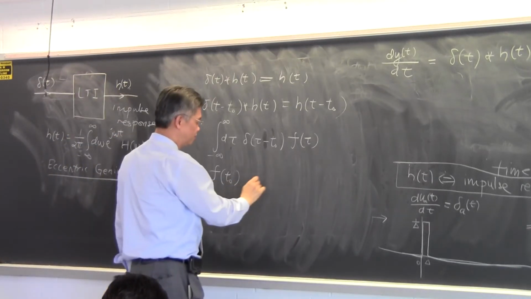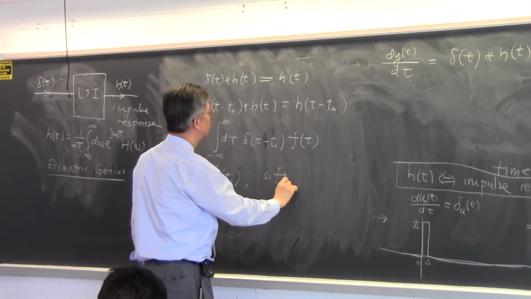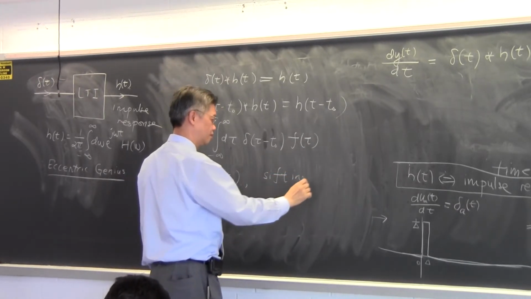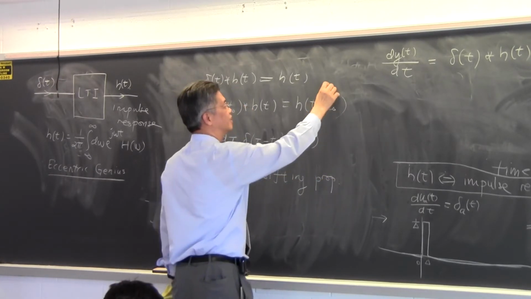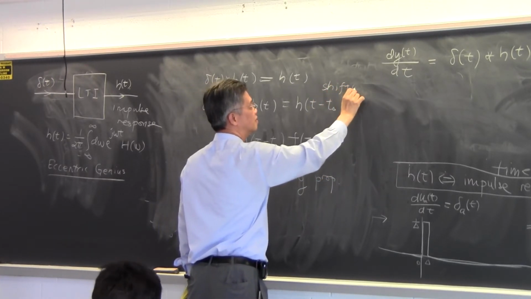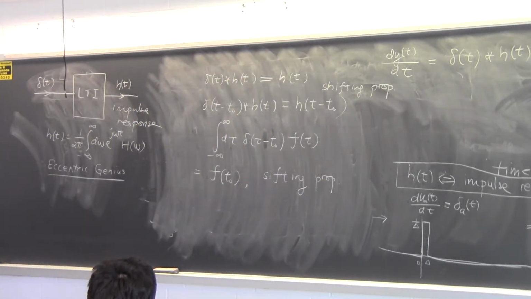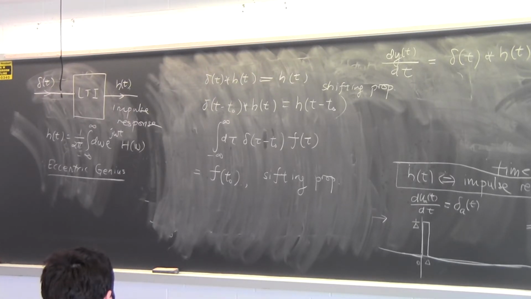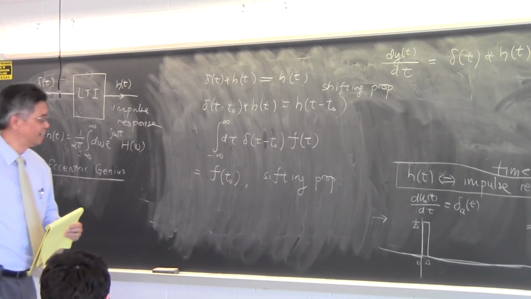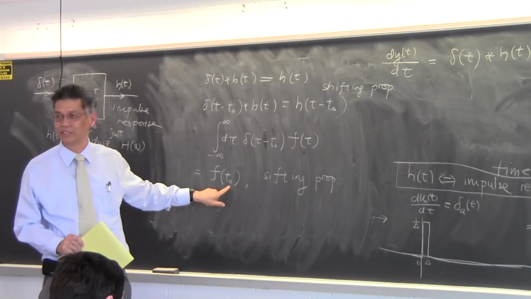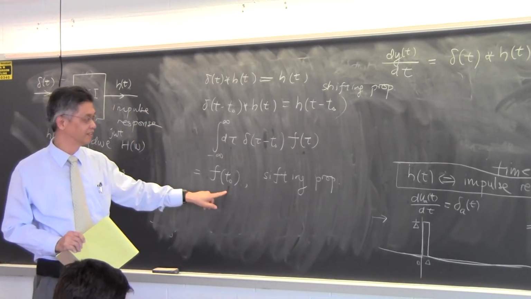Okay? F of t naught. I think this is called the shifting property. You know the difference between a shift and a sift, right? What does a sift do? Sift means you just pick up the tiny thing. So this one actually means that we just pick up the value of this function at this point and evaluate that.